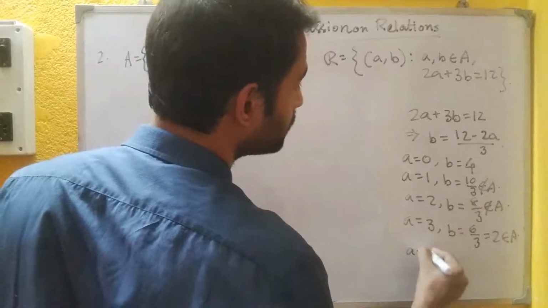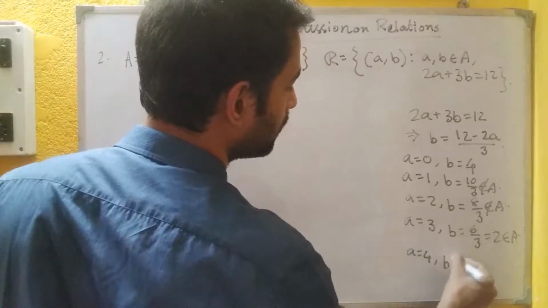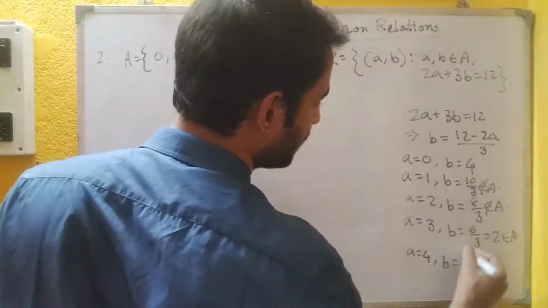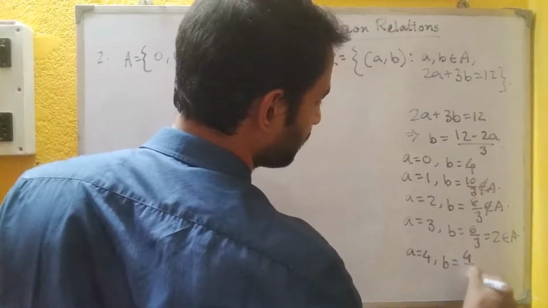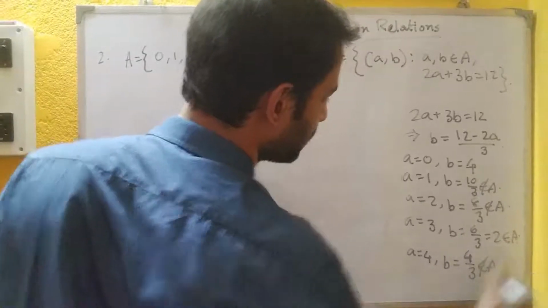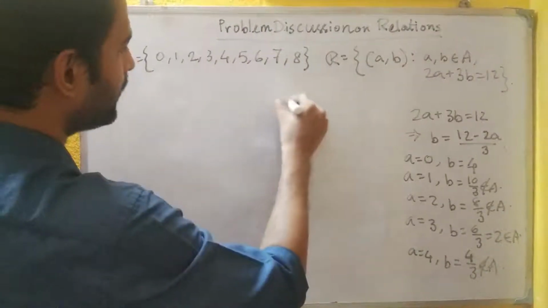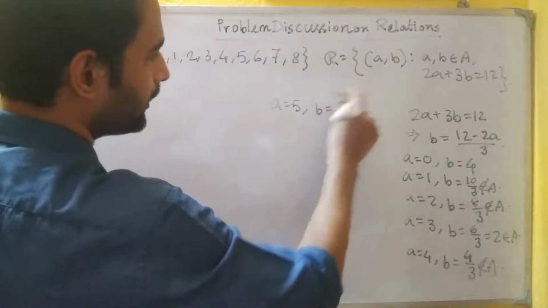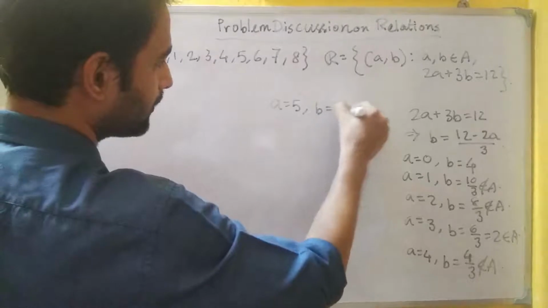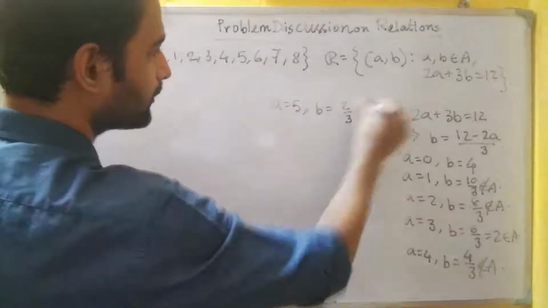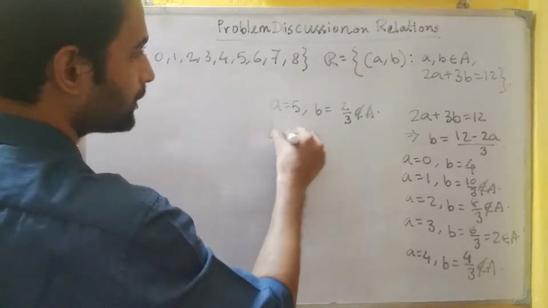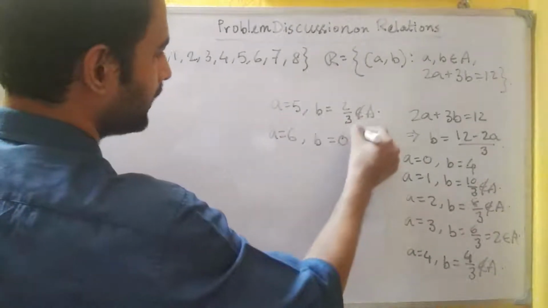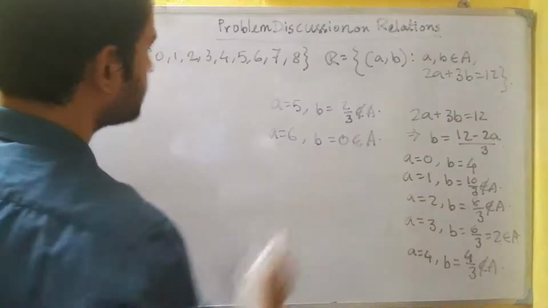For a equals 4, b is 4 by 3, so it doesn't belong to A. For a equals 5, b becomes 2 by 3, not in A. For a equals 6, b is 0, that is in A. So with 6 we have some element.